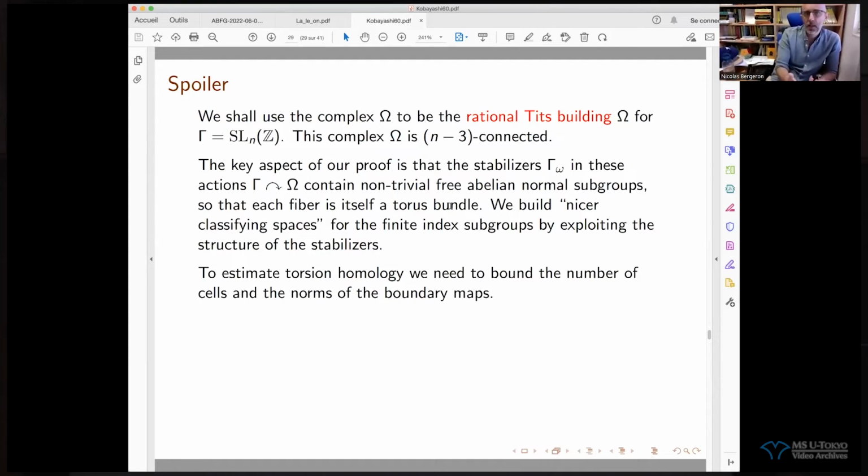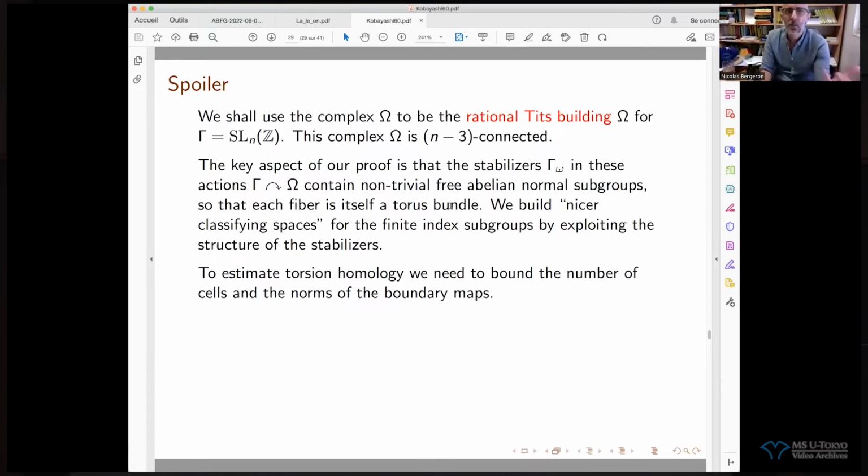And now at the end, using the same lemma, the lemma of Gabber, to estimate torsion homology, we need to bound the number of cells that we are using and the norms of the boundary maps. So we have to be quite cautious to follow exactly what modification we do on the cellular complex to control the number of cells and the norms of the boundary maps.